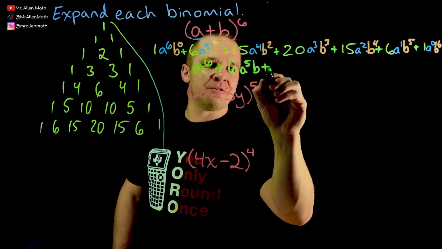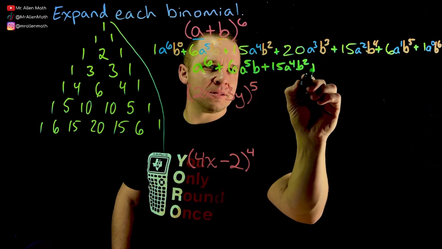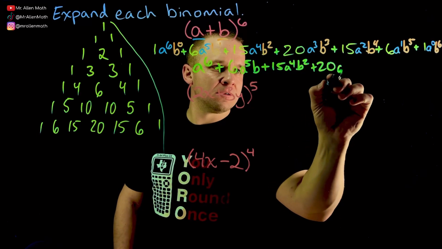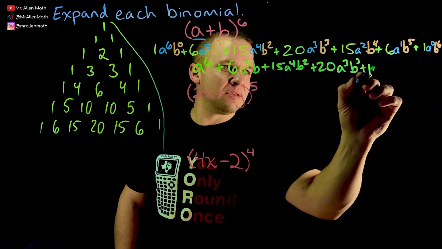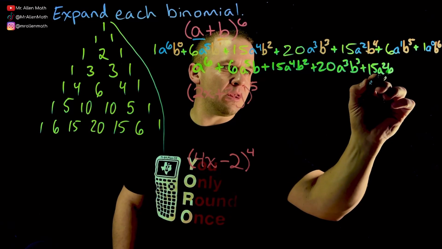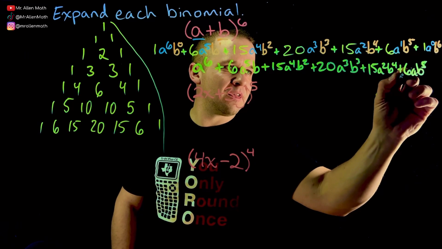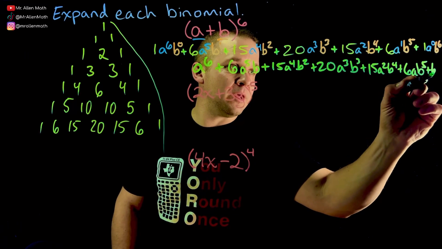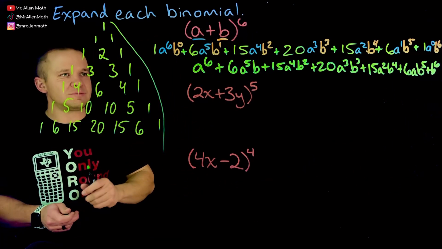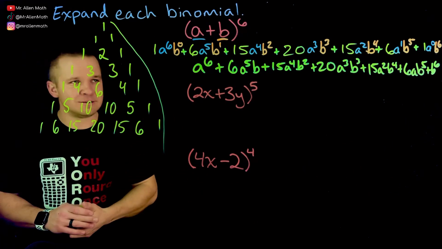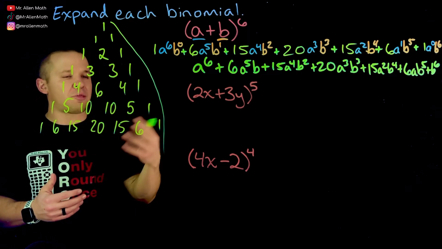We got 15a to the 4th b to the 2nd. Then I have 20a to the 3rd b cubed. Then we have 15a squared b to the 4th, 6ab to the 5th, and then we just have b to the 6th. There we go. Boom. Final answer. Look at that. Beautiful. All right, there we go, you guys. One out of three of them done.